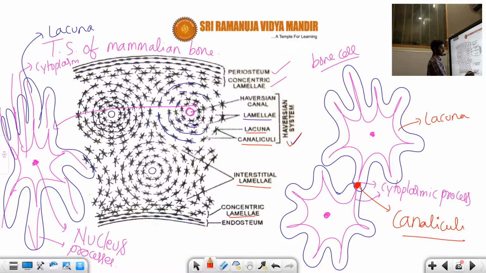bottom part is called the concentric lamellae, and the inner part of the bone, endosteum, right? So this is the periosteum and endosteum, right? So this is the information about the TS of the mammalian bone, student. Hope you understand these points.